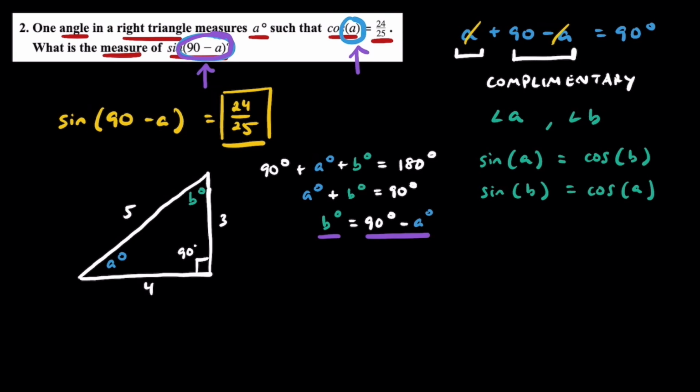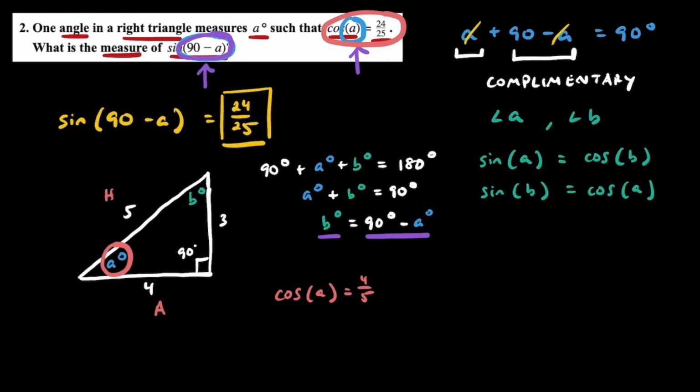Now the original equation here said cosine of A was equal to 24 over 25, so let's just use that as an example. If we have cosine of this angle, that's going to be adjacent over hypotenuse, or 4 over 5. I'll write that here. Cosine of angle A is equal to 4 over 5.